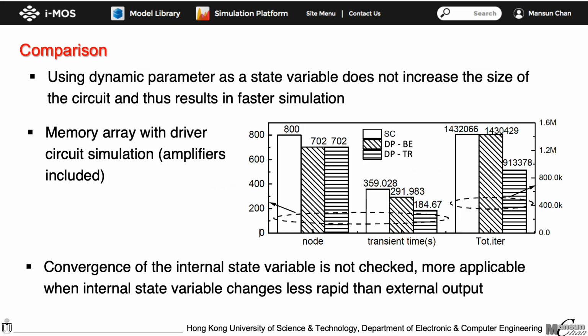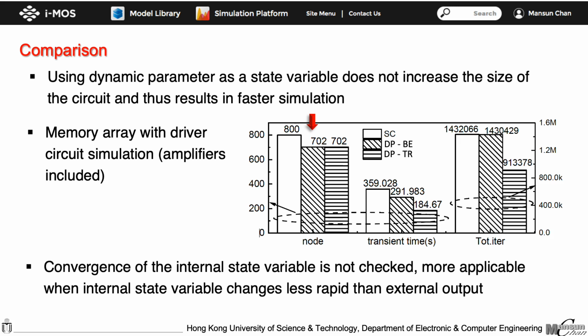We can directly compare the performance of state variables implemented by different methods. The graph here shows the simulation results of a memory array using the subcircuit approach and the dynamic parameter approach. When the dynamic parameter approach is used, we can call different integration functions within SPICE to obtain the increment. So, we also included data from the backward Euler integrations and the trapezoidal rule integrations. The total number of nodes using the dynamic parameter approach is only about 12% less, because all the driving circuits are included in the simulations, and the size of the memory array is relatively small.